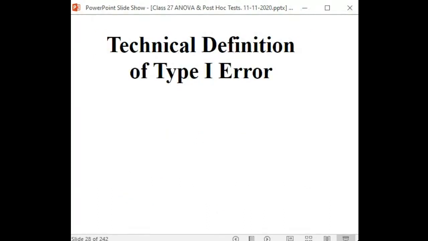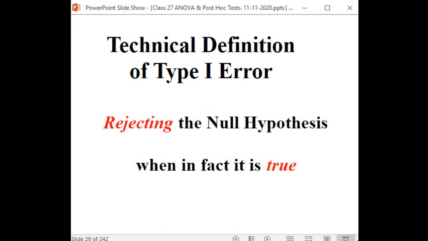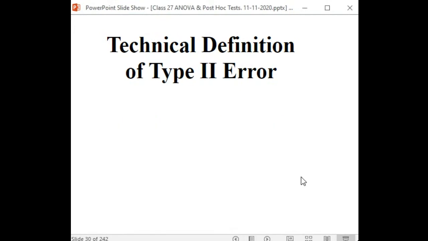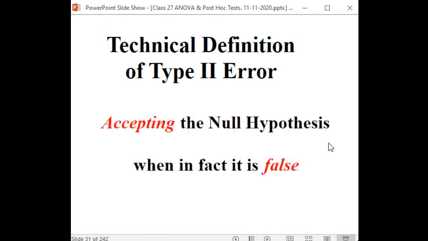In the last lecture, we also learned the technical definition of type 1 error, which is rejecting the null hypothesis when in fact it is true. We also learned the technical definition of type 2 error. Accepting the null hypothesis when in fact it is false.